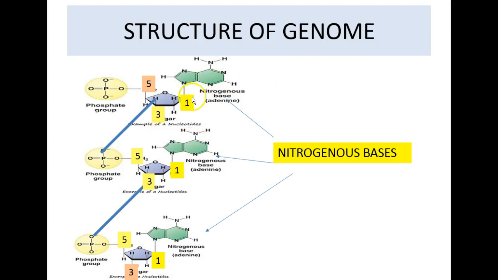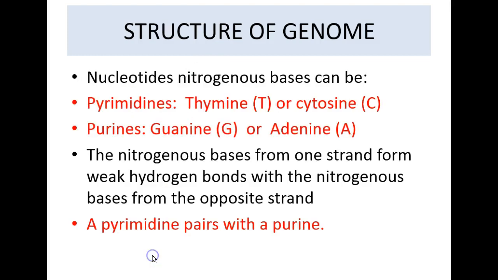So remember the nitrogenous bases attached to carbon number 1 of the pentose sugar. Remember the nitrogenous bases can be of two types, pyrimidines or purines. There are two types of pyrimidines found in DNA, thymine and cytosine. Two types of purines found in DNA are guanine and adenine.